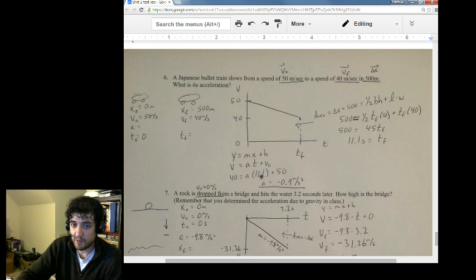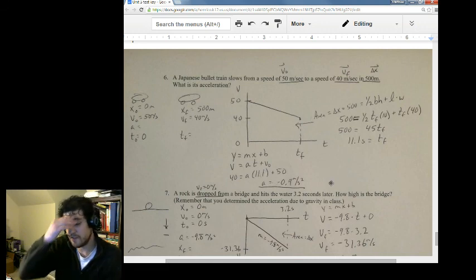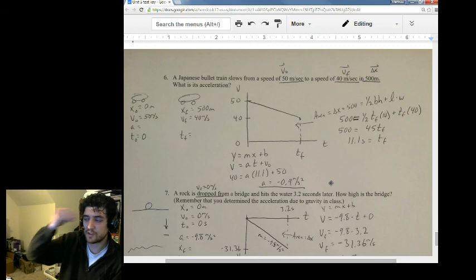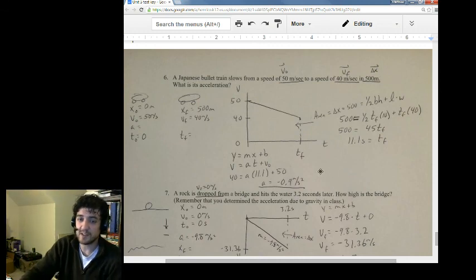-10 divided by 11.1 gives you an acceleration of -0.9 meters per second squared, which is to say the acceleration is in the negative direction with a size of 0.9 meters per second squared. Which is to say, in this case, the train slows down by 0.9 meters per second each second.